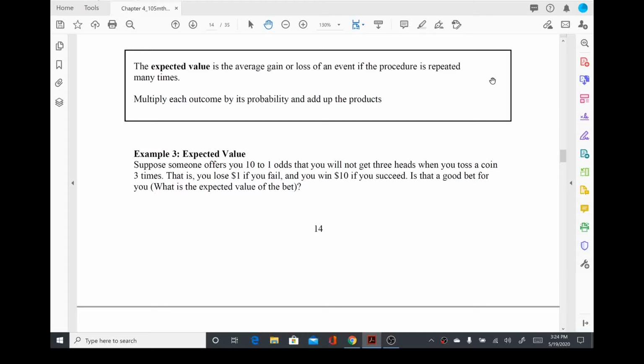Section 4.2, expected value. The expected value is the average gain or loss of an event if the procedure is repeated many times. In order to figure out the expected value, you want to figure out the probability of event 1 and multiply that by the value of event 1 and continue on. The probability of event 2 times the value, plus. And if there's potentially 3 unique events, you could stop here. Oftentimes you'll find that there's just 2.